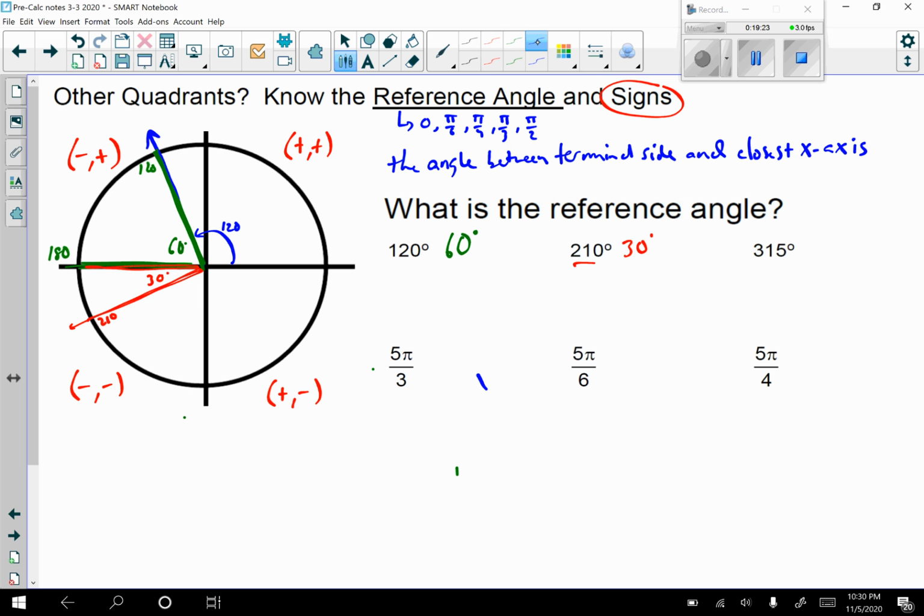315, what do you think for that one? Well, 315, clue is it ends in a 5. The only one that ends in a 5 is a 45-degree angle. If I give you degrees, you should give me a degrees reference angle.